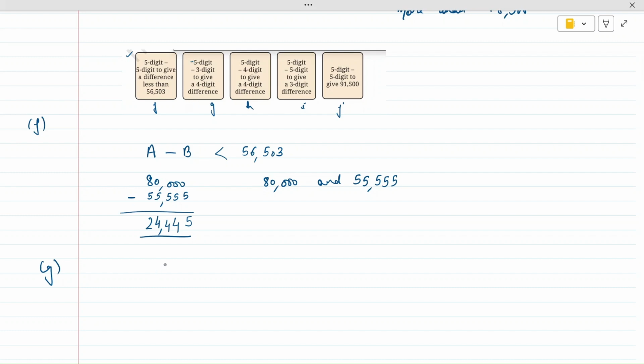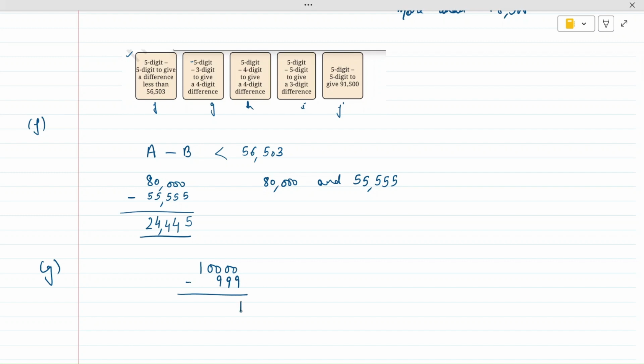Let us try to take the smallest 5-digit number here, 12345. So this is 10,000 I'm taking here, and now I have to subtract a 3-digit number from this in a way that it should give me a 4-digit difference. So I'm taking this minus a 3-digit number. Let's see what we get.